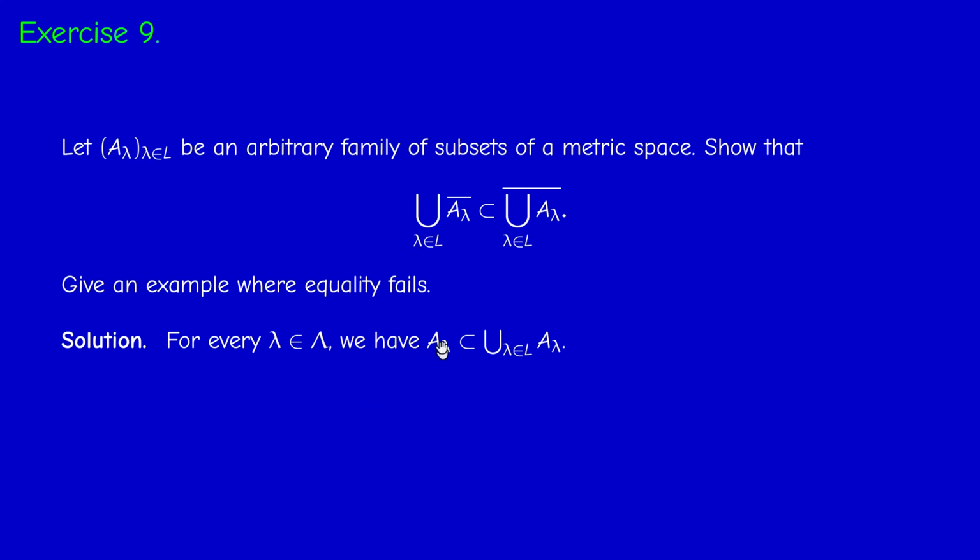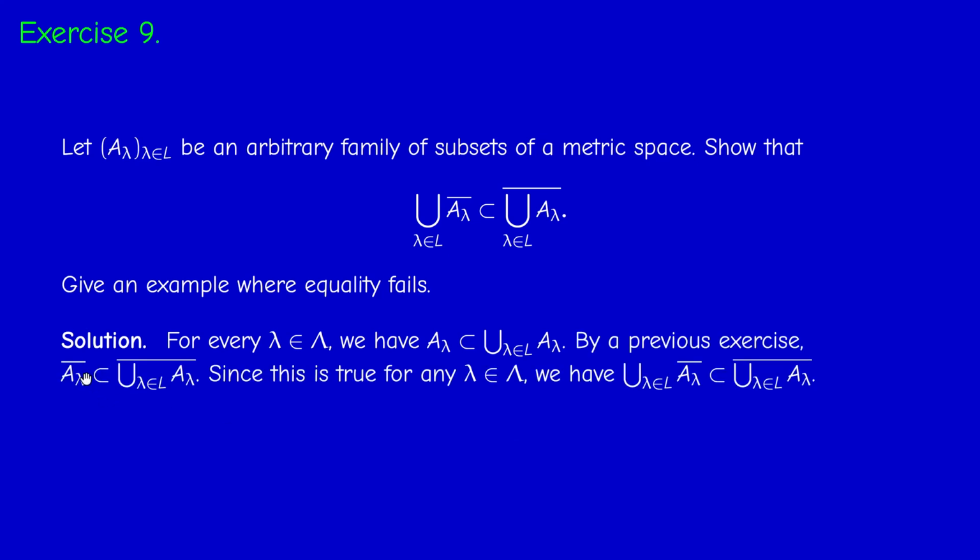Pick one lambda. Which one is bigger, A lambda or the union? The union is bigger. So by exercise 3, the closure of A lambda is contained in the closure of the union. But this is true for every lambda. There's no restriction on lambda here. So the union of the A lambda bars is contained in the closure of the union.